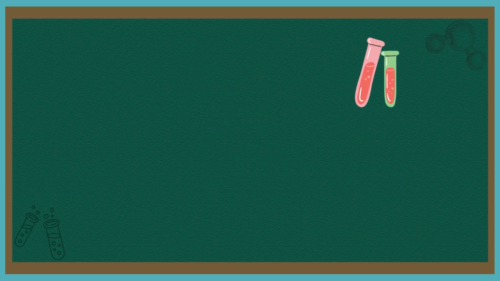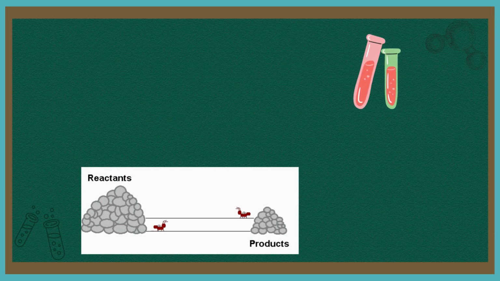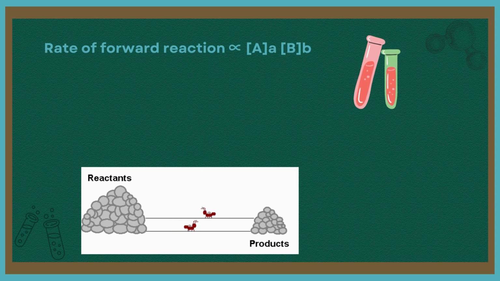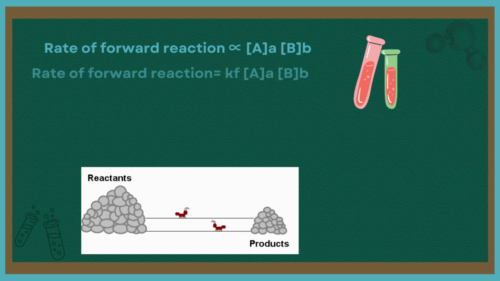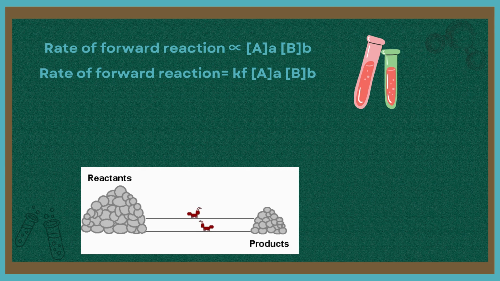According to the law of mass action, if we first break it down into a forward and backward reaction, the rate of forward reaction is directly proportional to the concentration of the reactants raised to the coefficients of the balanced chemical equation, which results in the rate of forward reaction being equal to the product of the concentrations of the reactants raised to their coefficients and the rate constant, also known as Kf.